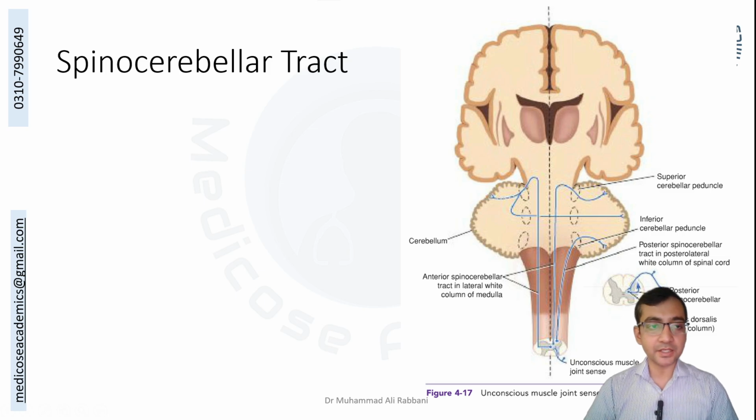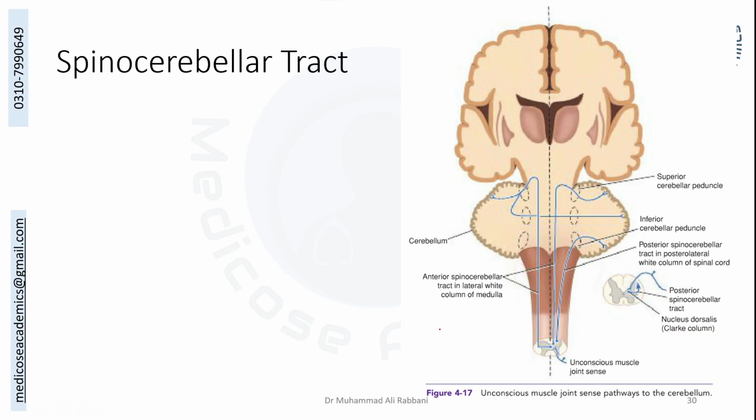Moving on to the next tract, that is the spinocerebellar tract. This is the tract that is carrying the signal of unconscious muscle and joint sense, all the way to the cerebellum. You don't perceive them very consciously. So let us start.